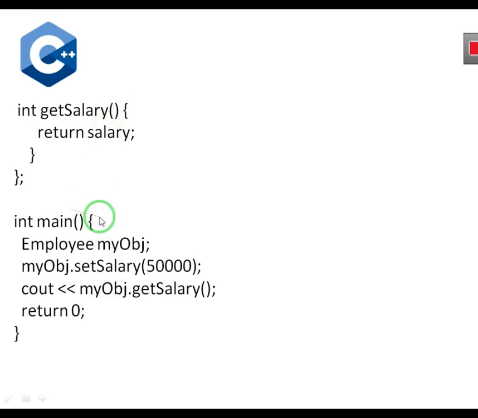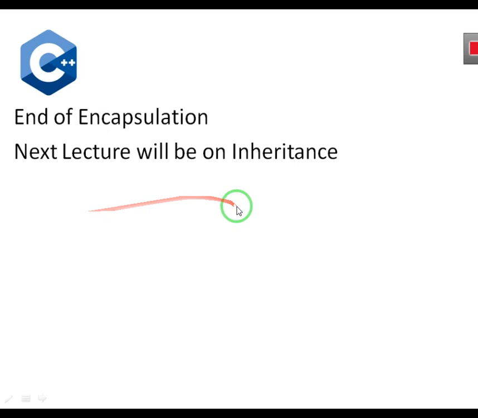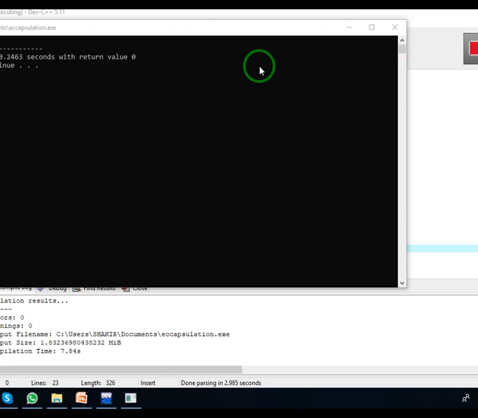What will the main function do? In main, we create the object of the class Employee, myObj. myObj.setSalary, we are going to set the salary to 50,000, semicolon, then cout myObj.getSalary. Now that salary will be retrieved by this, and 50,000 will come back here. So the output of this program will be 50,000. I'm going to run this program in C++, you will see. Okay, here you can see the output, which is 50,000.